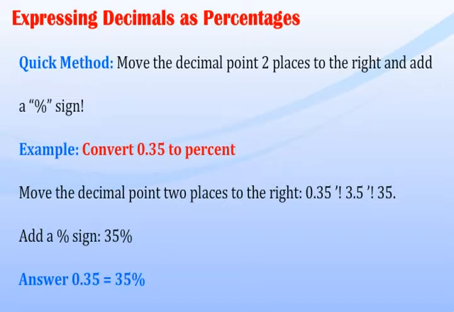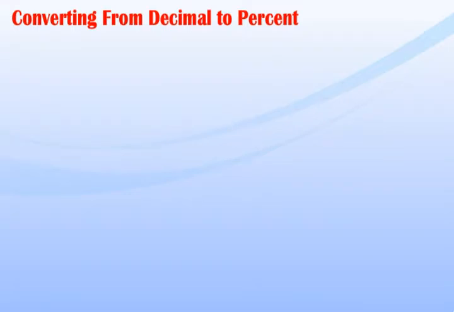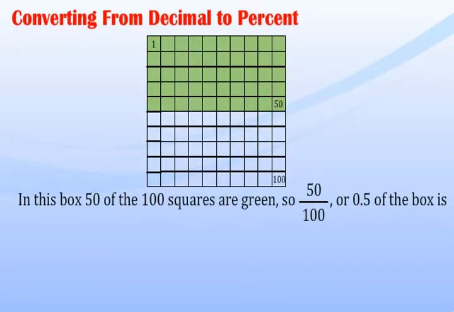Converting from decimal to percent. In this box, 50 of the 100 squares are green. So, 50 by 100 or 0.5 of the box is green.